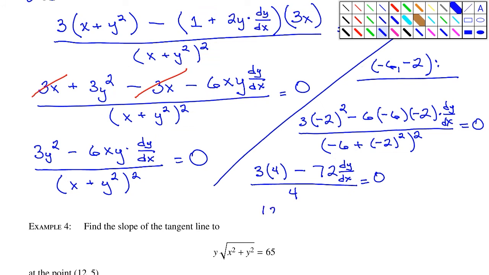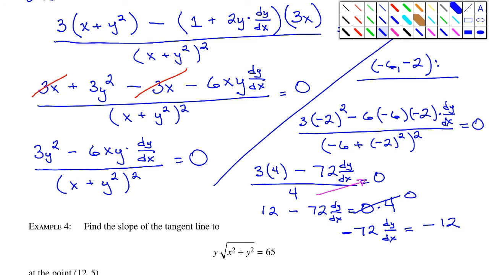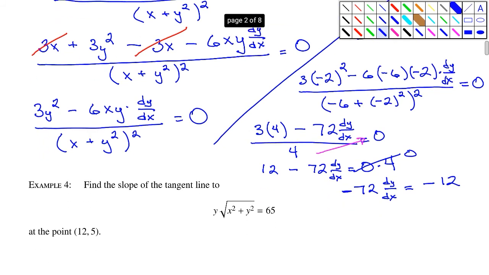Then we have 12 minus 72 dy/dx is equal to 0. I'm going to cross multiply the 4 over here, and that's going to wipe out that 4 and make 0. So we now have negative 72 dy/dx is equal to negative 12. And so dy/dx is equal to 1/6.